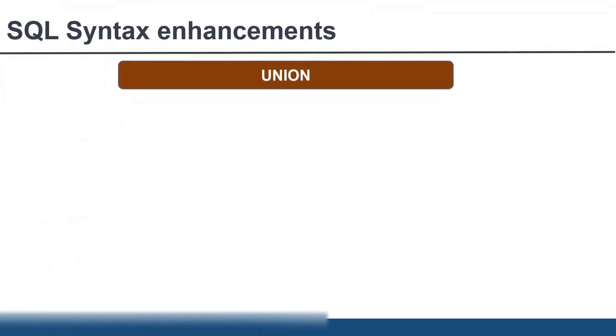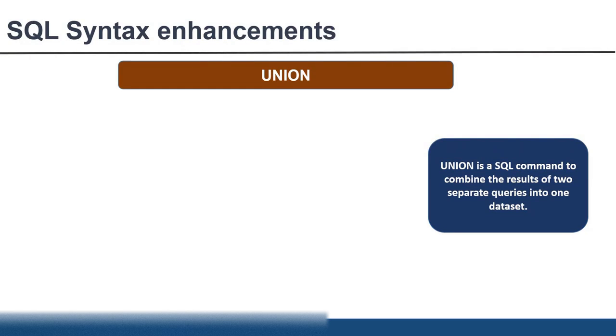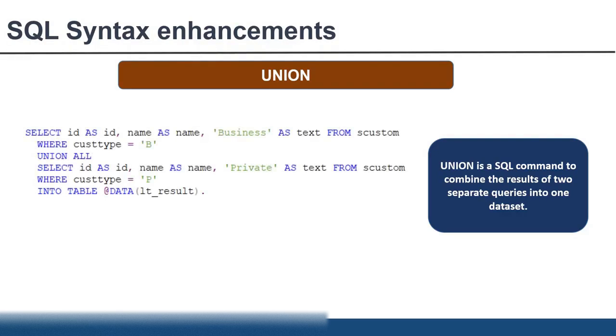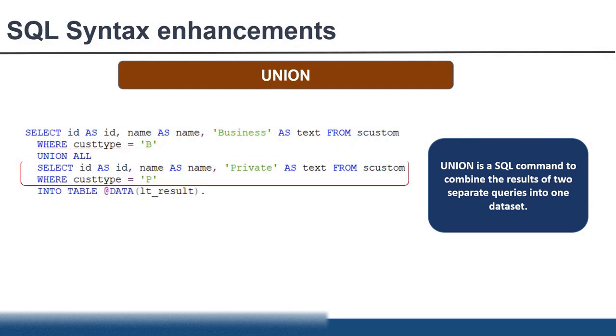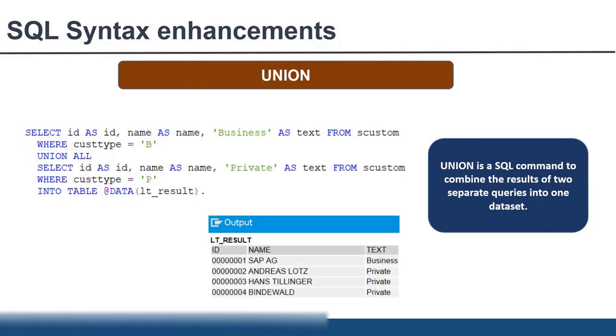Union. Union is a SQL command to combine the results of two separate queries into one dataset. Before this command existed, you had to run two distinct queries and then combine the data into a single internal table. Consider the example given in the screen. You can see two queries joined using a union statement. Finally, the entire result set is populated into the internal table LT result.